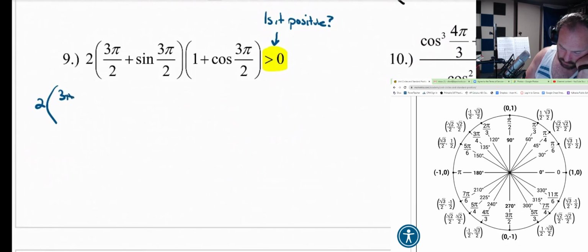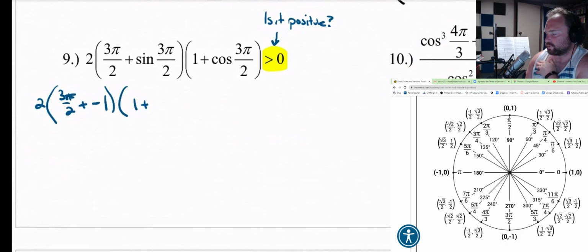We got 3 pi over 2 plus sine of 3 pi over 2. And the sine of 3 pi over 2 is negative 1. So 3 pi over 2 plus negative 1. Now we have 1 plus the cosine of 3 pi over 2, and the cosine of 3 pi over 2 is 0. So what we've got here is positive, and this is positive. So the question is, is 3 pi over 2 minus 1 positive or negative?